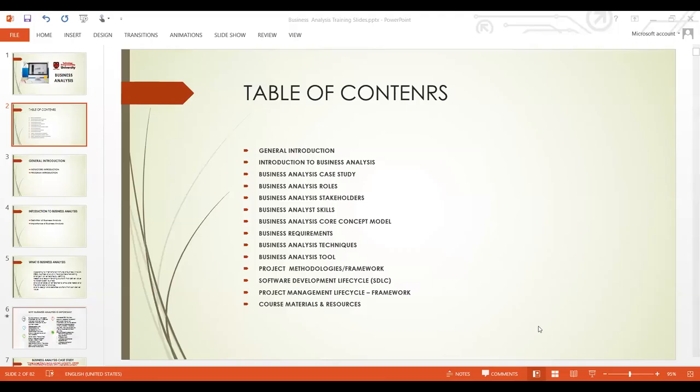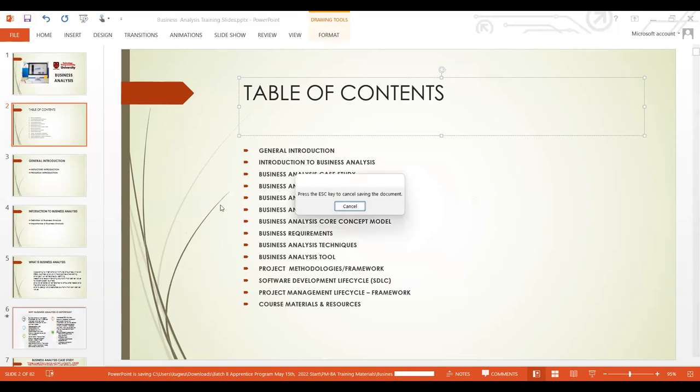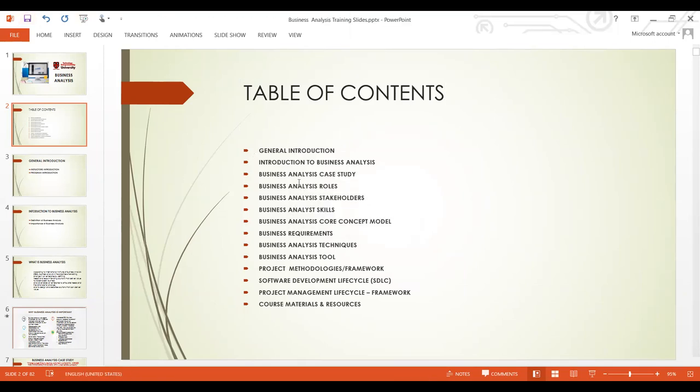So this is the table of content for this business analysis. We've done the general introduction, and today we're going to look at introduction to business analysis.